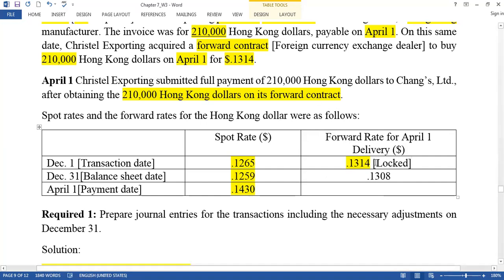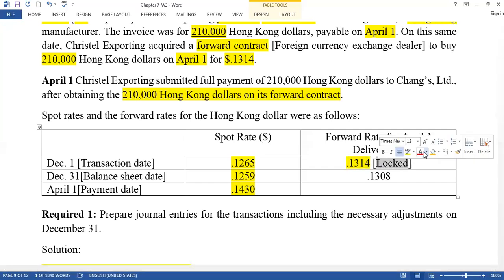You already locked this number. Do you understand what is the meaning? You already locked this number. That means when the payment date came, you have to pay this dollar. You have to pay this rate. Although look at here, the rate will be $14.30, okay? But what is your sacrifice? You are going to sacrifice only $134 because you locked here. Do you understand what is the meaning of locked?